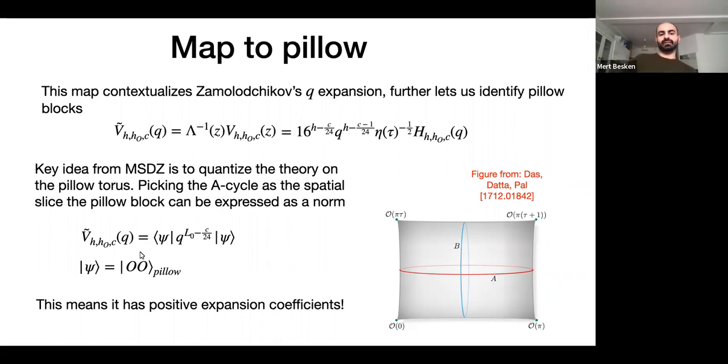So what is good about this? This was just an interpretation, but what it's telling us is that this is actually a norm in the pillow quantization of the 2D CFT. So what is good about a norm? It's positive. Before, when Zamolodchikov defined this function, it was not obvious: he had given a q expansion, but the expansion coefficients could be arbitrary real numbers. But now, thanks to this interpretation of pillow quantization, we know that they have to be positive numbers.